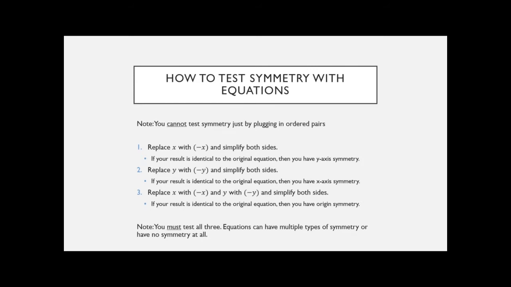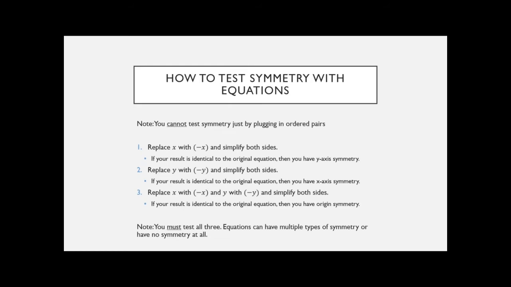Our goal is to prove that it works for everything. That's why we're going to be plugging in negative x or negative y, or plugging in both negative x and negative y, because that proves that no matter what x or y is, it will have a certain type of symmetry or it won't. So we have to actually do some algebra manipulations here. And we can't just do the first type of symmetry, y-axis symmetry, and then stop, because you can have multiple types of symmetry.